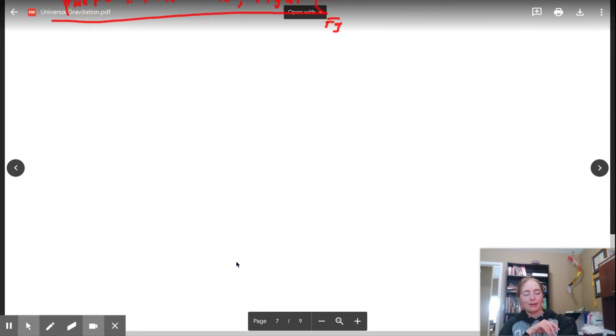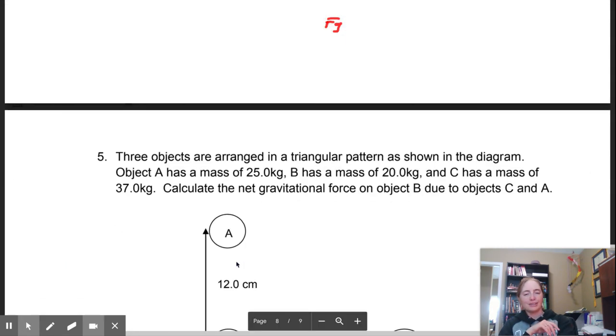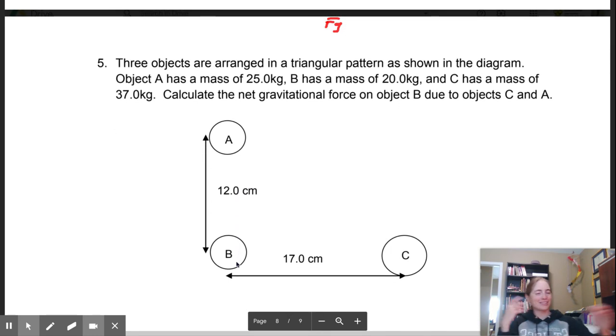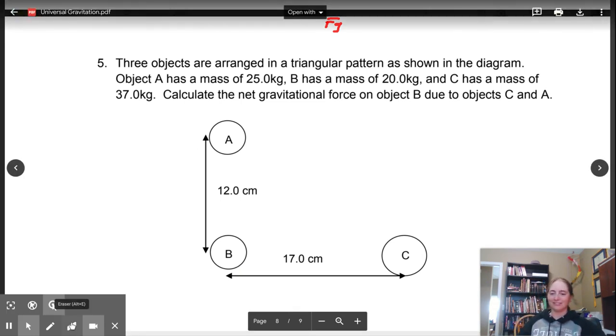Okay. Next question, ladies and gentlemen. And look, we've got objects in a triangular pattern. This is where you guys are grown. Okay. So, ladies and gentlemen, this is another thing that is also super important. I give questions like this all the time in Physics 30, except with electrical forces for charges instead of masses for gravity. So, also important, the skills you get from this are going to translate to next year.